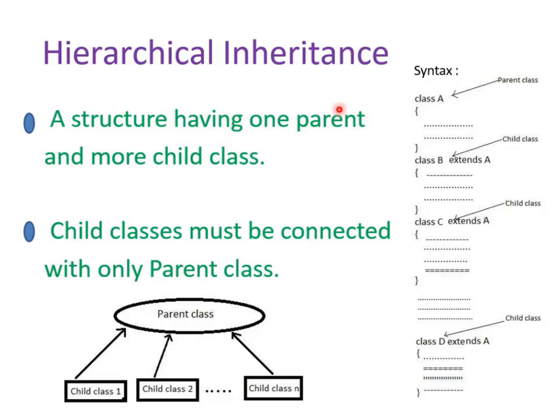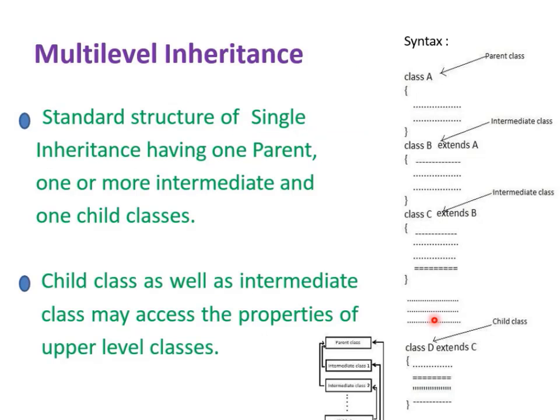Hierarchical inheritance is a structure having one parent and more child classes. In this case, you can see that each and every child class directly inherits from A, which is the parent class. Child class 1 inherits from the parent, and so do 2, 3 and so on. The main difference between multi-level inheritance and hierarchical inheritance is that in multi-level inheritance each class inherits from the class above it.